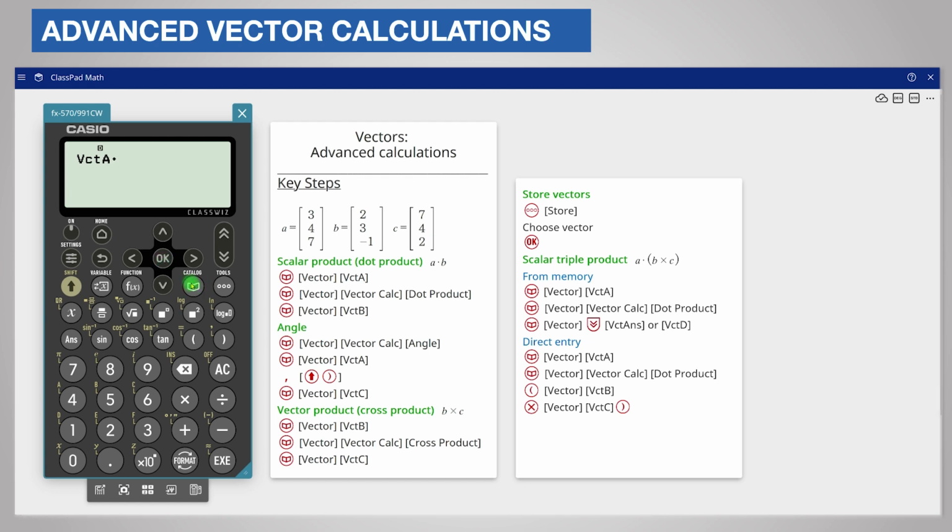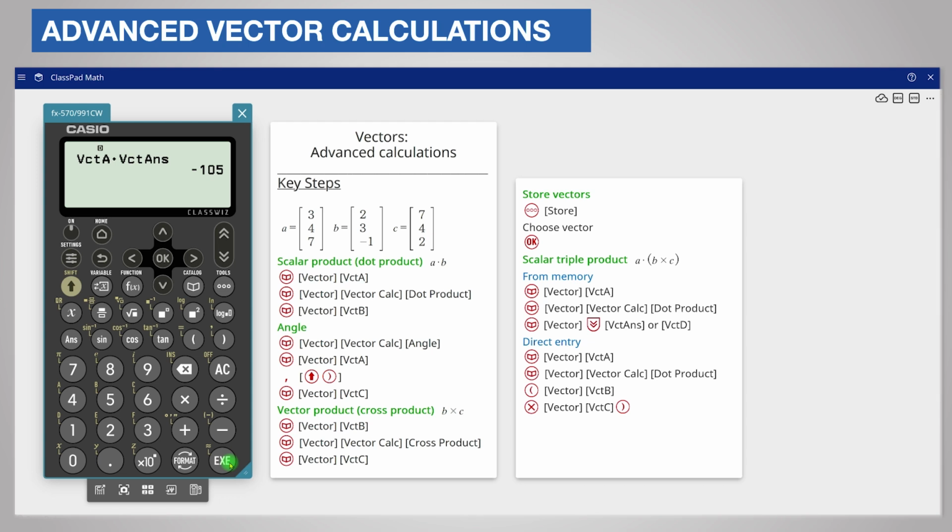We can use either vector D or vector answer. So from the Catalogue menu and the Vector menu, choose either vector D or vector answer. I can use the page scroll key to find these quickly. Press the Execute key and the answer is -105.